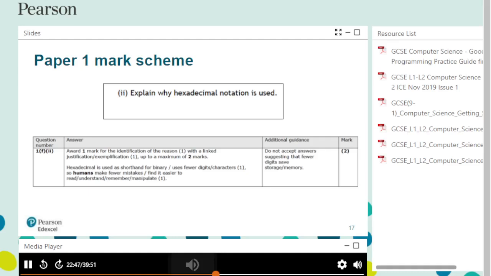For extended open written responses, such as question 4E in the sample assessment material, there is a levels-based mark scheme consisting of indicative content plus a set of descriptors describing 3 levels of response. Examiners use the principle of best fit to decide the mark for a response. You can find out more about this paper in the Getting Started on Paper 1 Principles of Computer Science pre-recorded event.